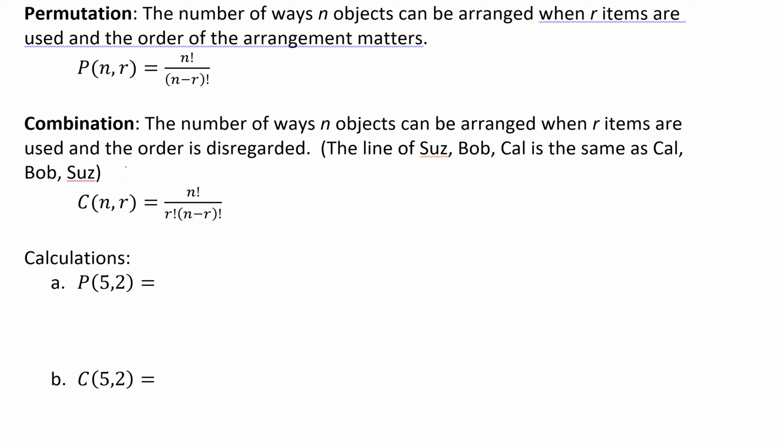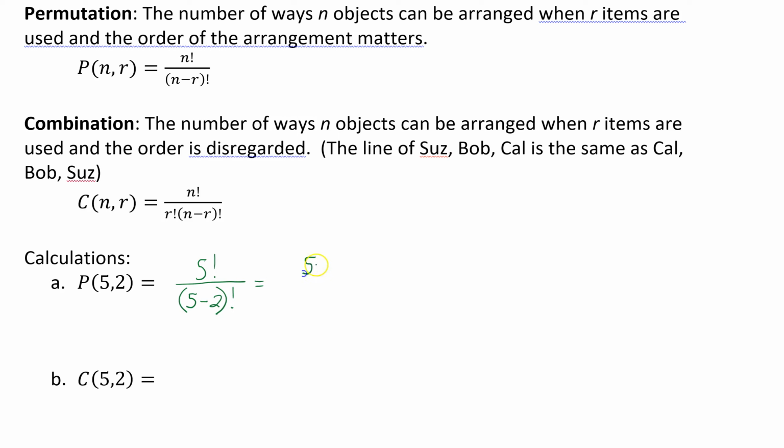All right, now let's take a look at actually calculating these. To begin with, I'll show how to do them by hand, and then I want to encourage you to use technology. Let's start with the calculation of the permutation 5 taken 2 at a time. So we have 5 items, but we're only taking 2 of them and putting them in arrangement. So I have n is 5 factorial, over the quantity n, which is 5, minus r, which is 2.